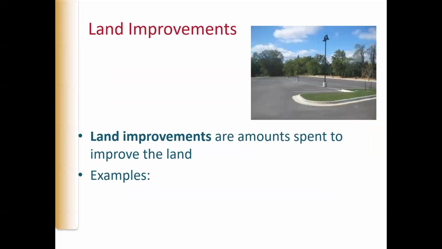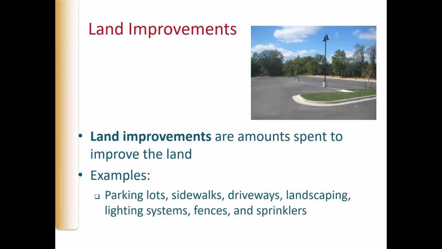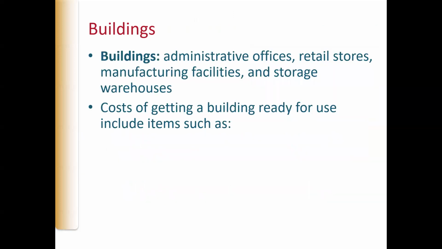Now, there are various assets. Land improvements are amounts spent to improve land, such as parking lots and sidewalks, landscaping, lighting systems, driveways, fences, and sprinklers. Buildings can consist of all kinds of buildings: administrative offices, retail stores, manufacturing facilities, warehouses. They're all buildings. They're all just different types.